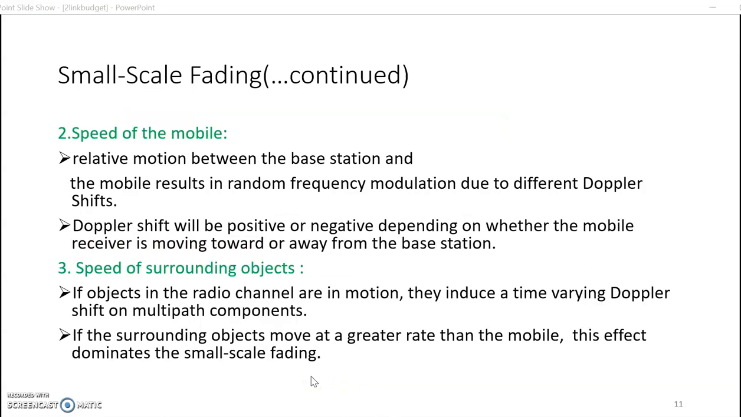Second, speed of the mobile. That is the relative motion between the base station and the mobile. This causes random frequency modulation, because when the receiver is moving towards the source, there is a change in the frequency felt. Similarly, when it is moving away from the source, a different frequency is felt. This is called Doppler shift. It can be either positive or negative depending on whether the mobile receiver is moving toward or away from the base station.